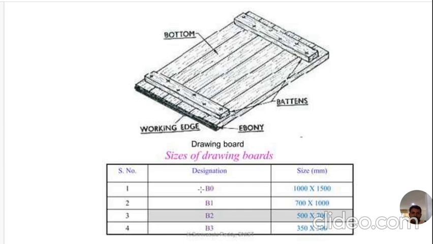These are the sizes of the drawing boards. These sizes are the trimmed drawing board sizes. Actually, the D double naught size is 1525 into 1200. These are the trimmed drawing board sizes.